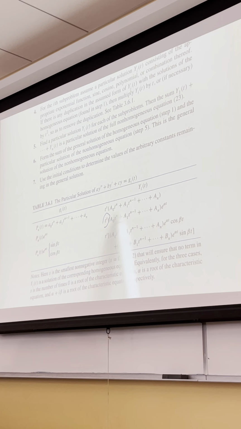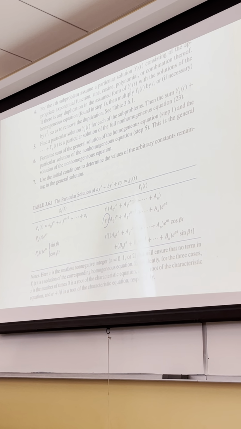If that failed, stick a t next to it, so s equals 1, stick a t next to it. If that failed again, stick another t to it and see what happens. If it keeps failing, I would stop working on it. But if your g of t, which is the non-homogeneous part of your equation, is a polynomial of degree n, then your guess is a polynomial of degree n. Okay, that's the first one.